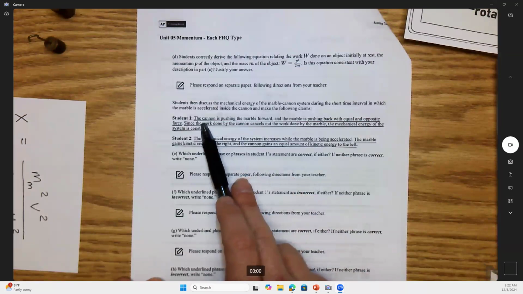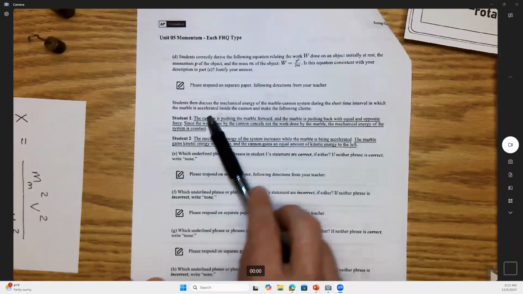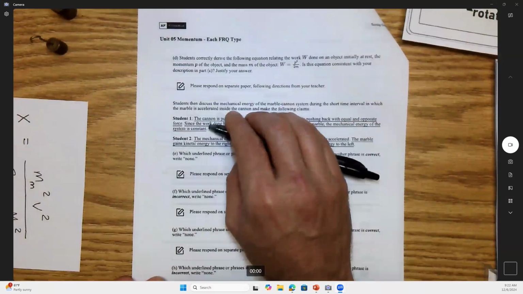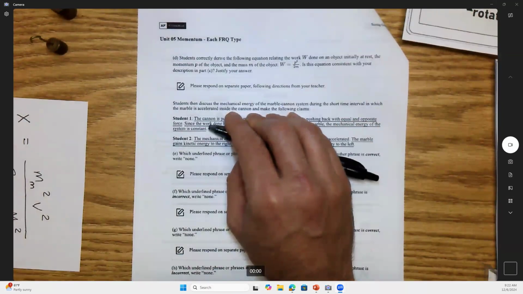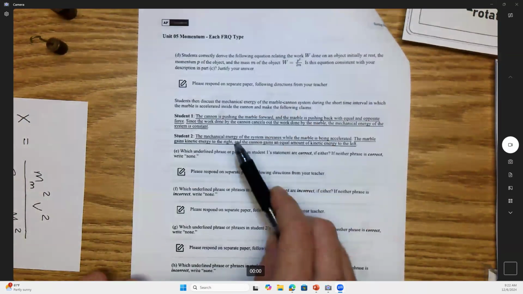Okay. So student 1 says, but before I read these, I haven't read these yet. Usually how these work out is that student 1 is mostly correct and student 2 is mostly incorrect, but sometimes they're both correct or sometimes they both make a false statement. So we're ready to build any of those. Like any of these are possible, right?